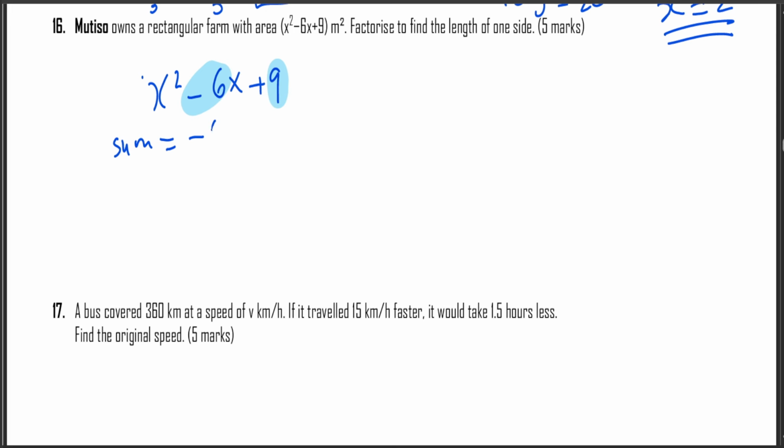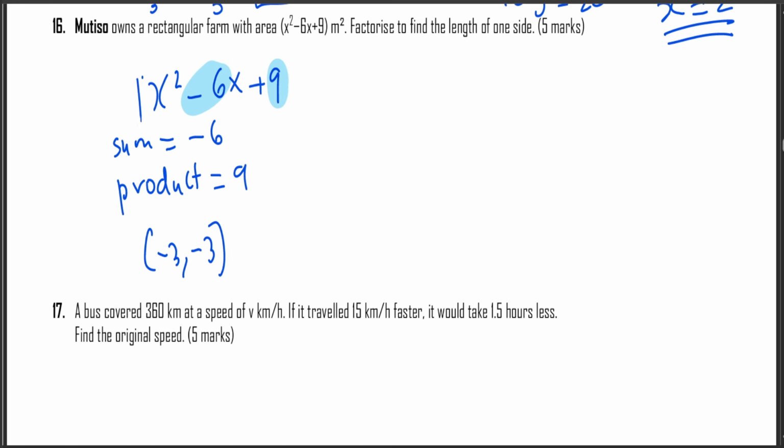So our sum is negative 6. Our product is basically 9. So which two numbers, if I add, give me negative 6, and if I multiply, give me 9? Those two numbers are -3 and -3.